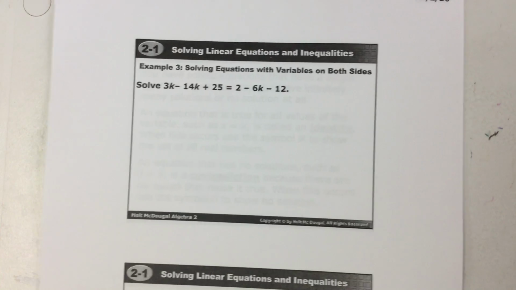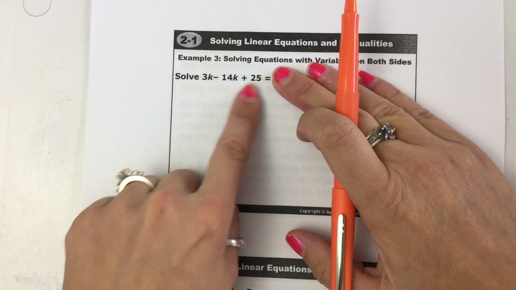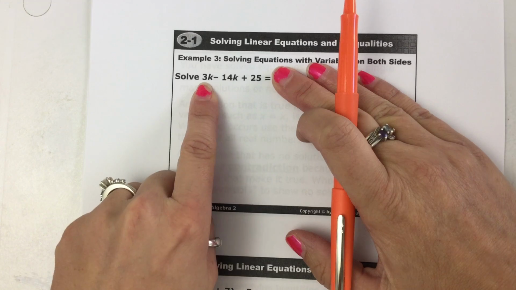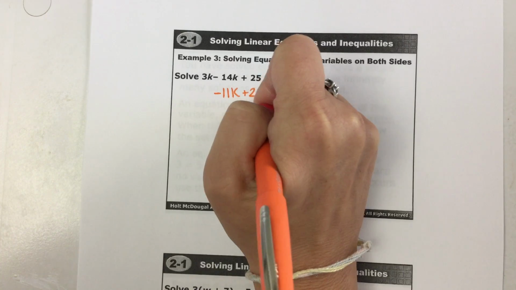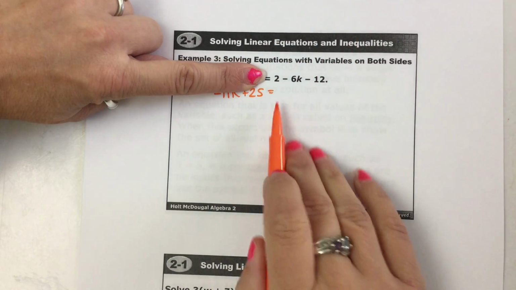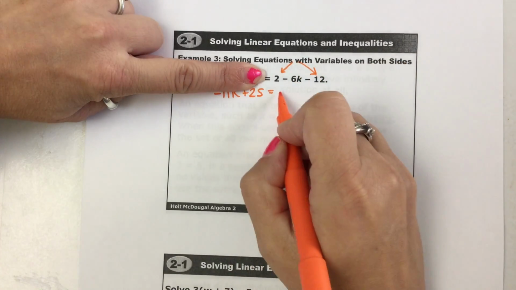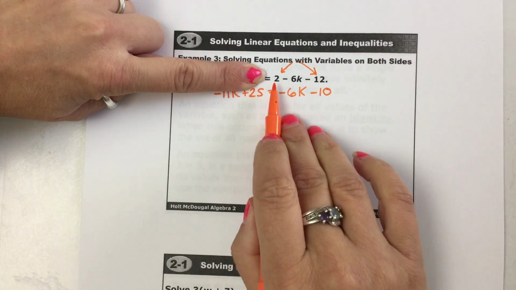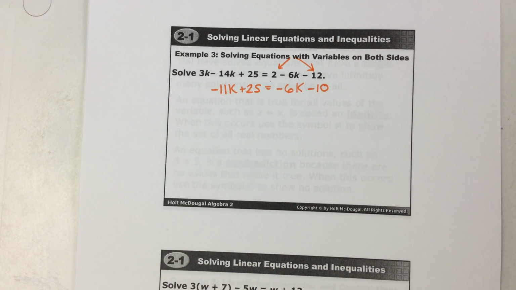Okay, let's try some of these. You look at one side of an equation at a time, just one. I do not have parentheses, but I do have like terms. This has a k and this has a k. 3k and negative 14k, that's negative 11k plus 25. Now go to the other side. No parentheses, but I do have like terms. 2 and negative 12. Negative 6k, 2 minus 12, I can combine it. A positive 2 and a negative 12 is negative 10. Okay, so that's what they mean by step 1. Each side, if you look at it separately, is simplified.